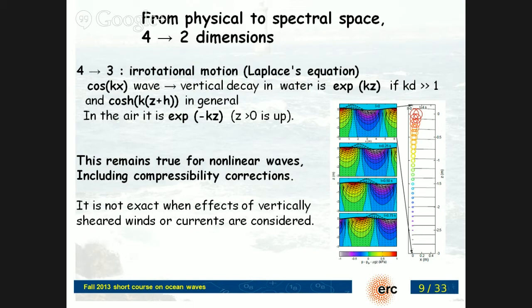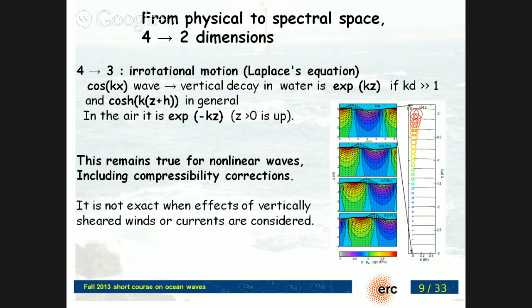And what happens is that this condition of irrotationality actually removes one dimension from the problem, because you can reduce everything to something which is 3 dimensions. So that's how we go from 4 to 3 dimensions. And for example, this means that the vertical dependence of the motion is dictated by the horizontal variation. And this is just a property of the Laplace equation.